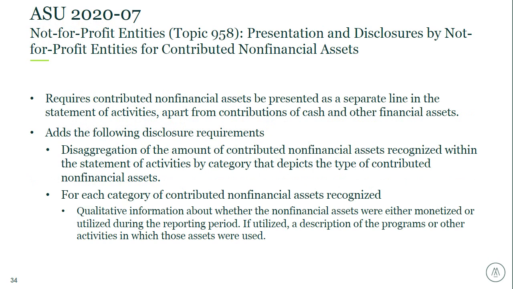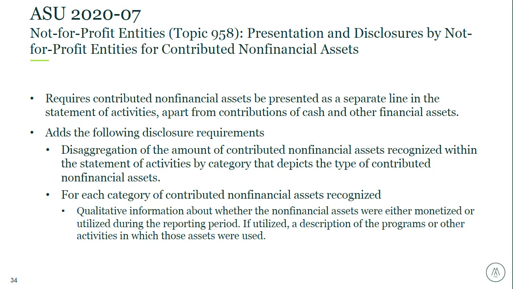All right, and the last one we'll talk through is the one that will probably have the most significant impact to a lot of organizations, and that deals with contributed non-financial assets. So that is really your in-kind contributions, your donations of assets or services. And so this now requires that on the statement of activities, contributed non-financial assets need to be presented in a separate line item. So you can't just include that in the general contributions line item. It would need to be separated into its own.